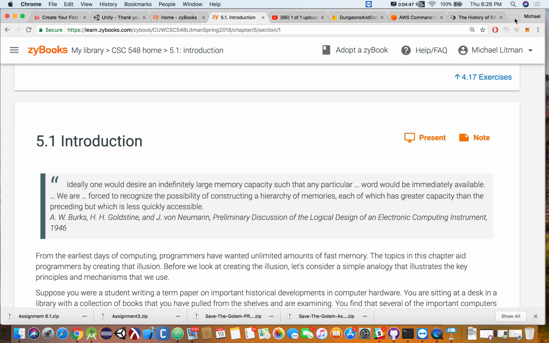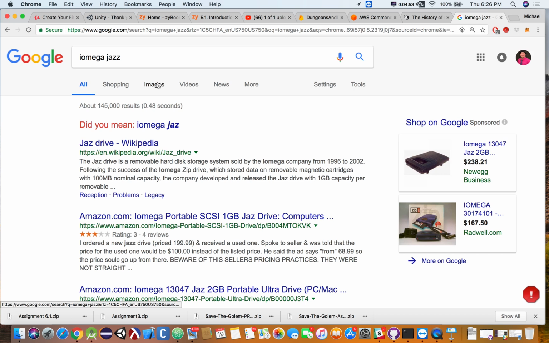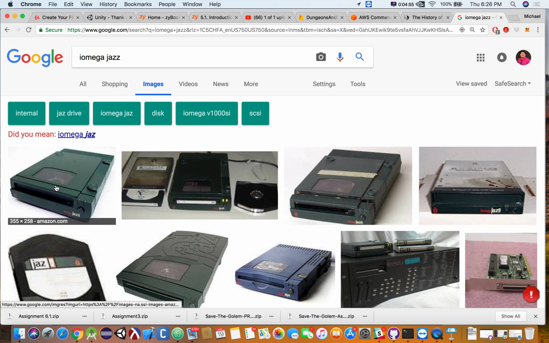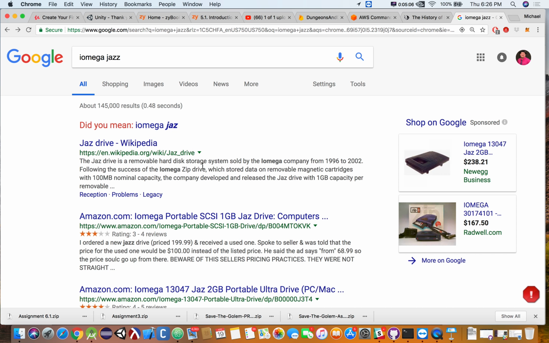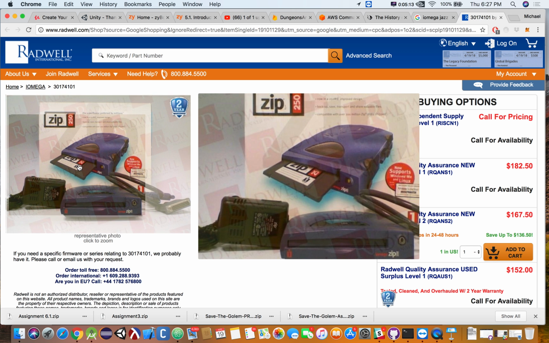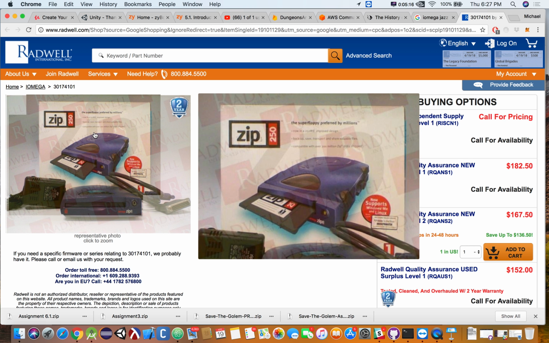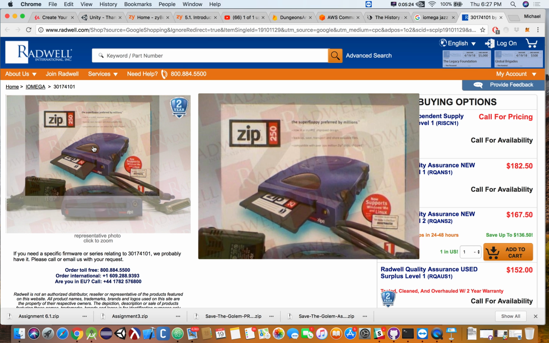Oh man, let's look at this. iOmega Jazz. Look at that guy. Okay, Jazz drives were 1 gigabyte disks. Ridiculous. You can still order these? Oh, this is the Zip 250. Man, that was awesome. Remember how these were the externals. They had internal ones too. Externally, how do they connect to your computer?